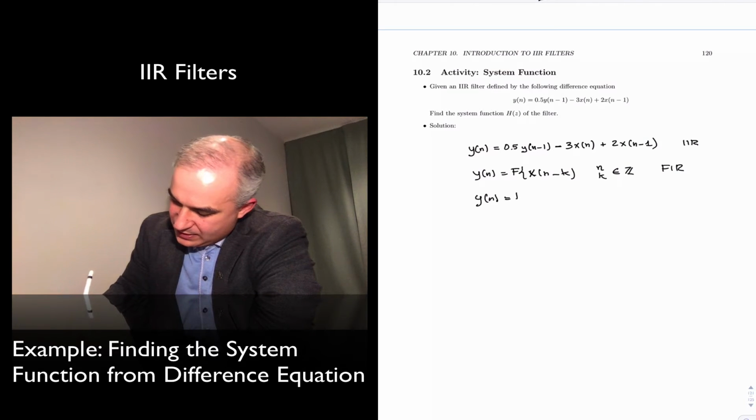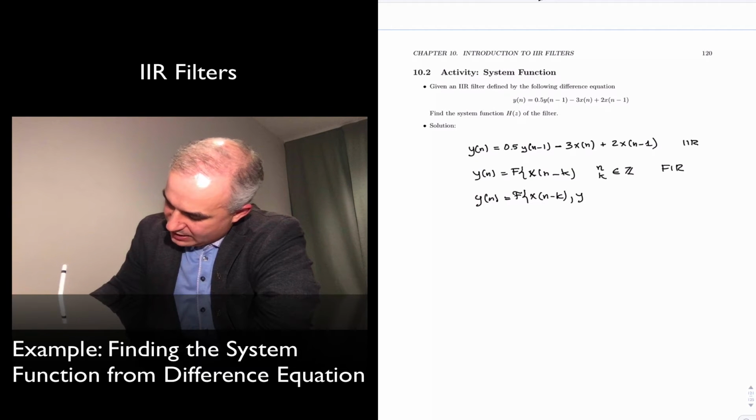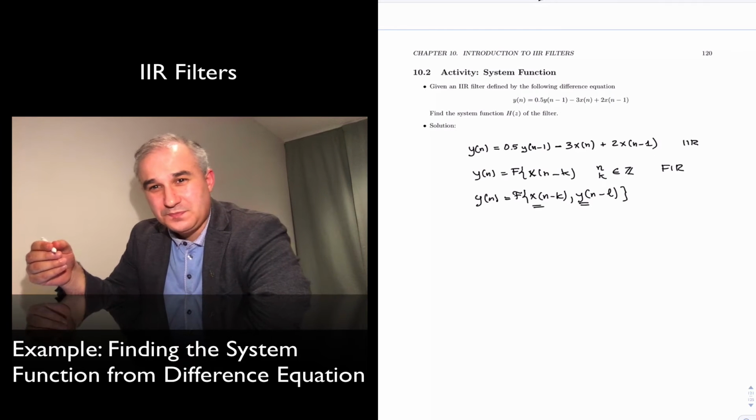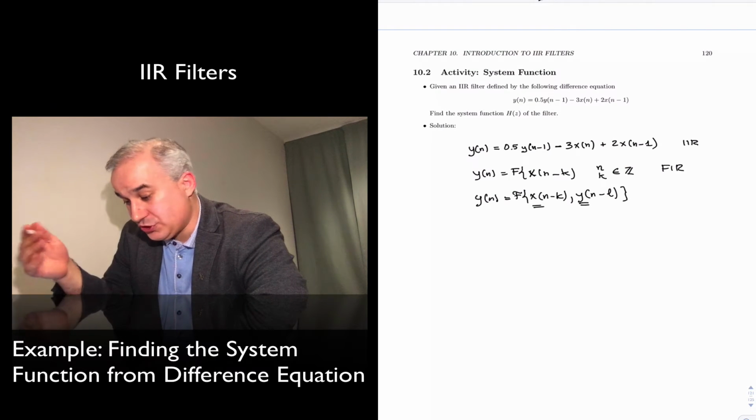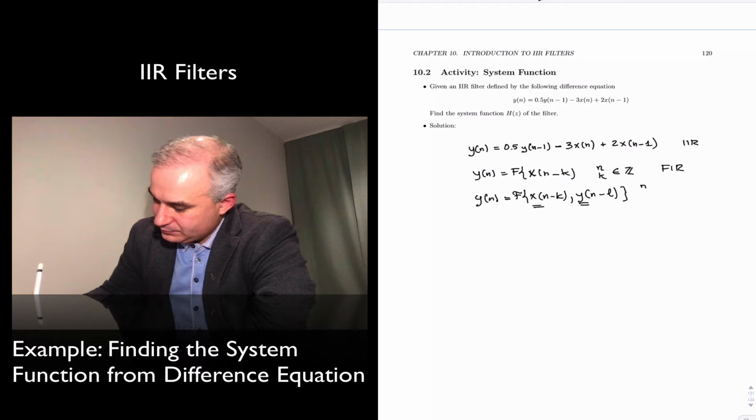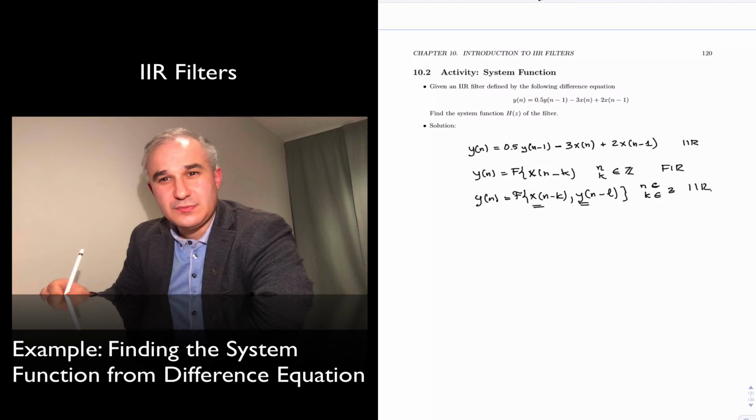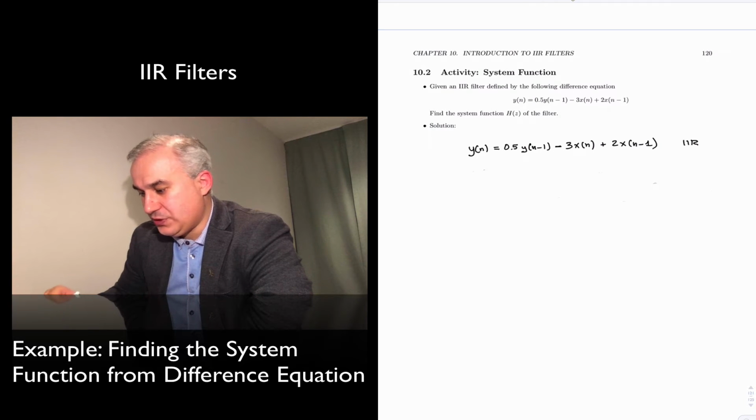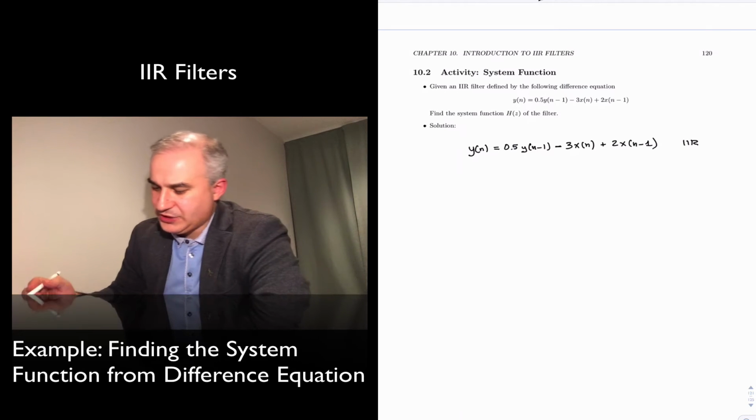If, however, it is a function of both x of n and y of n, so of the input and previous outputs, if it is causal, but if it is non-causal, it could be anything, then we have infinite impulse response. And we will say that indeed these filters always have an infinite impulse response due to the recursion. Okay, so this is the difference equation.